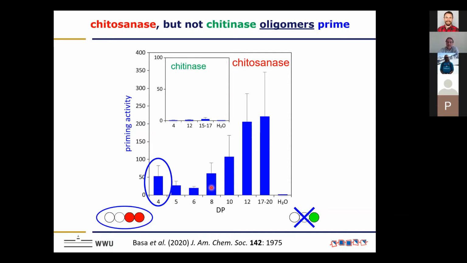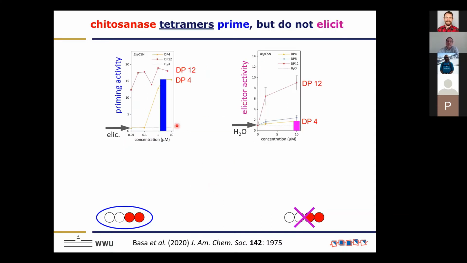Now, when we analyze this in more detail, then we can see that at low concentrations, the DP4, the small oligomer, is priming active, but it is not elicitor active. The DP12, the larger oligomers, are both priming active and elicitor active, but the small one, the DP4, is priming active without being elicitor active. This is very important for us because this would be really a vaccination of the plant. It would not trigger the resistance reaction in itself. It would only prepare the plant to trigger the resistance reaction once an elicitor is seen because a pathogen is there.